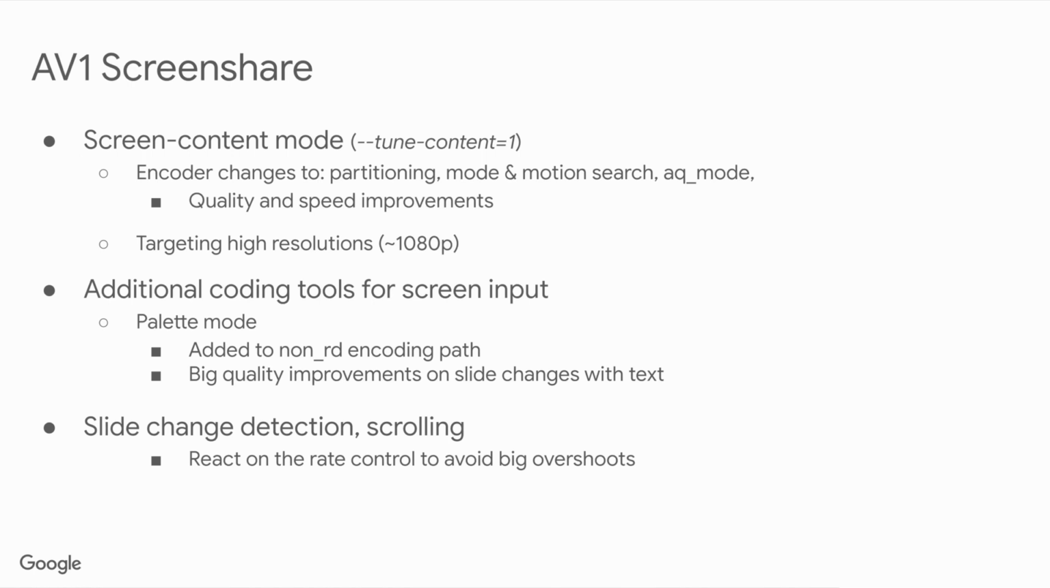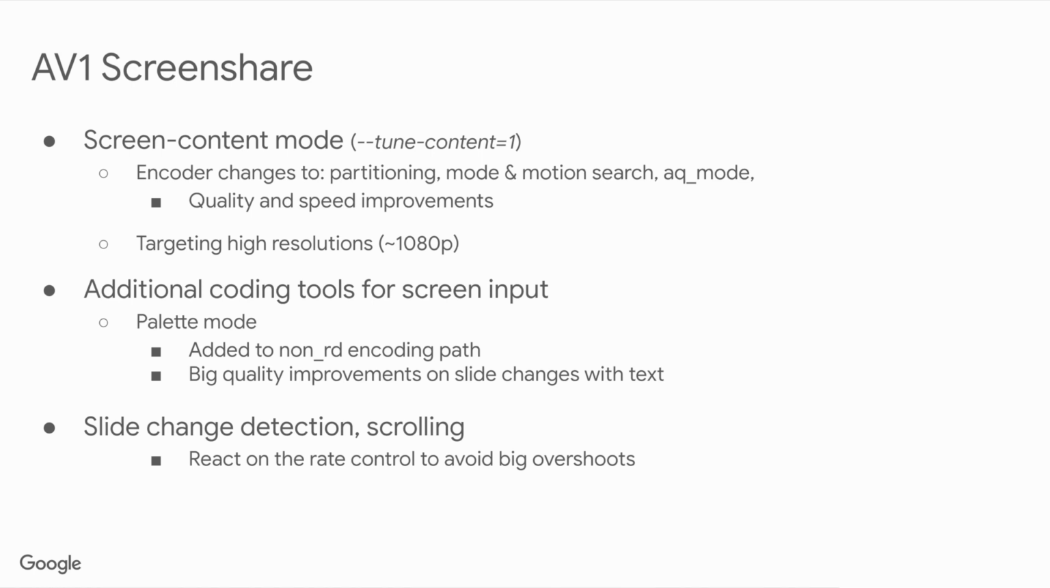And for this mode, we will have several changes to the encoder in the RTC path for partitioning, for the mode, the motion search, the rate control, loop filter. These are all to get quality and speed improvements specifically for screen. For this application, we're targeting high resolutions, around 1080p type video resolutions. As I mentioned earlier in the talk, AV1 provides new tools specifically efficient for screen coding, and one of them is the palette mode. We're using this in the non-RD encoding path, which is those higher speeds, 7 and above.